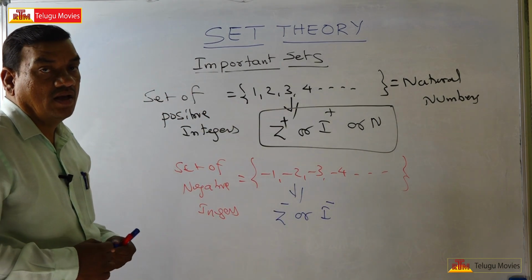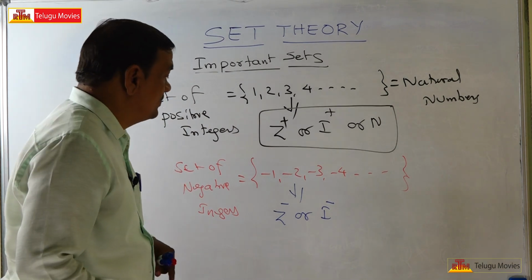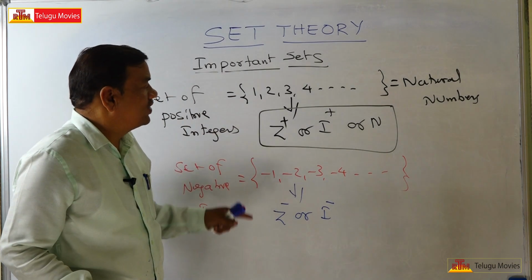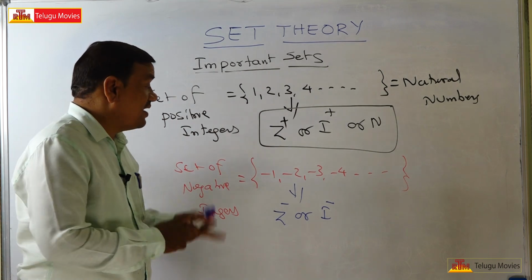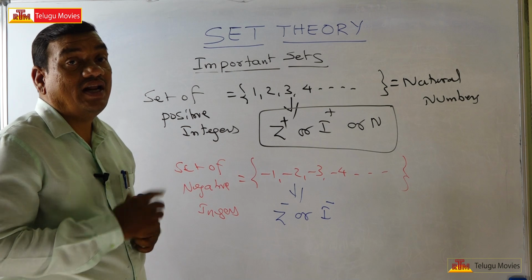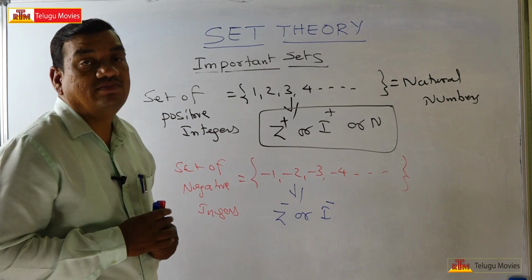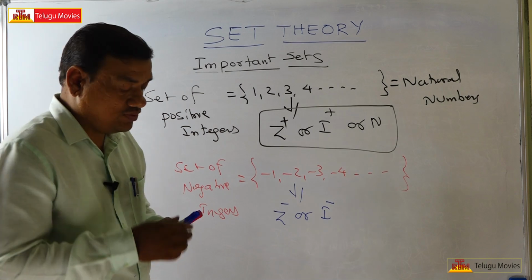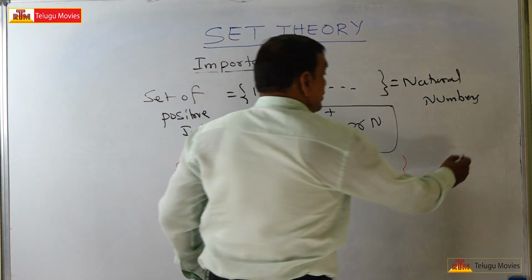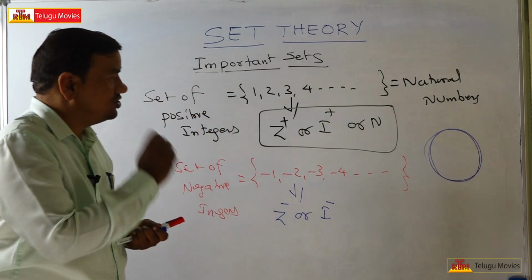But there is one integer which is missed here. Observe, is anything missed here? 1, 2, 3, 4 came here, minus 1, minus 2, minus 3, minus 4 came, but one is missed here. One element is missed, one number is missed. Who is that? That number is 0.